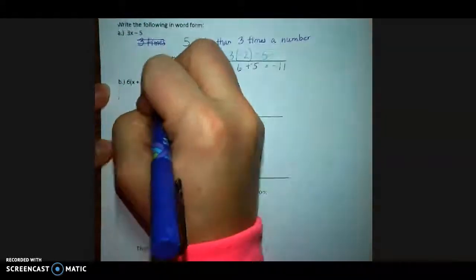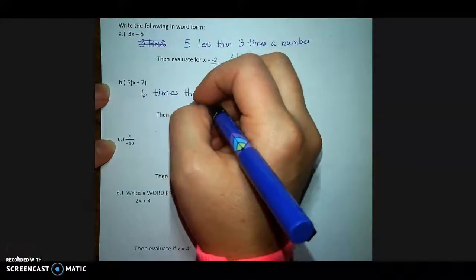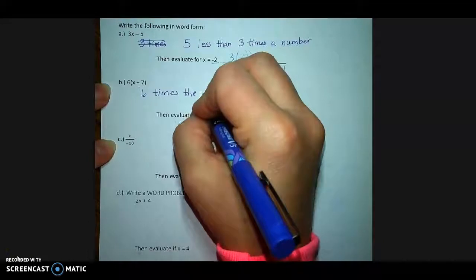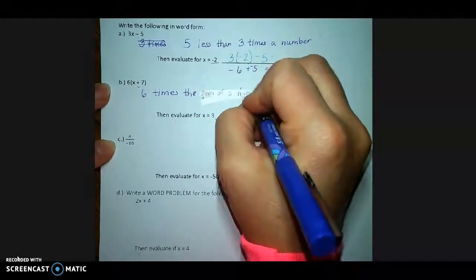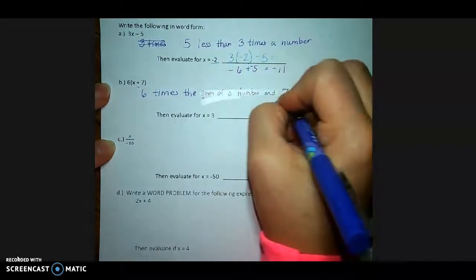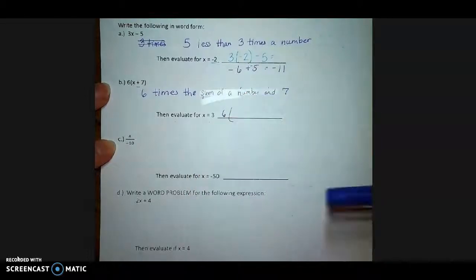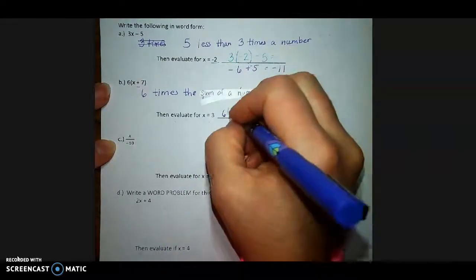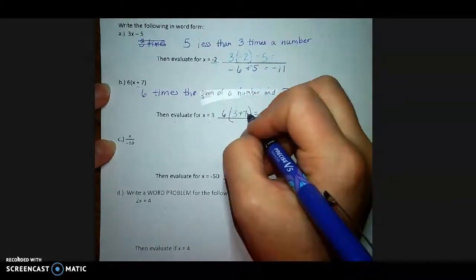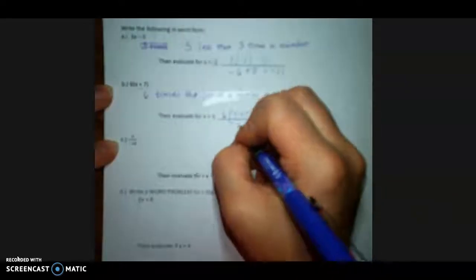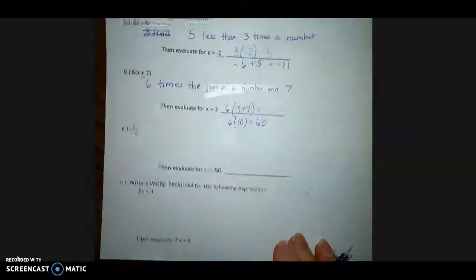This next one, I would say 6 times. All right, we're going to say 6 times that we're adding. So 6 times the sum of a number and 7. I'm going to evaluate it for 3, so I have 6 times 3 plus 7. Remember, I could do 6 times 3 plus 6 times 7, or I could do 3 plus 7 is 10 times 6, and I will still get 60.